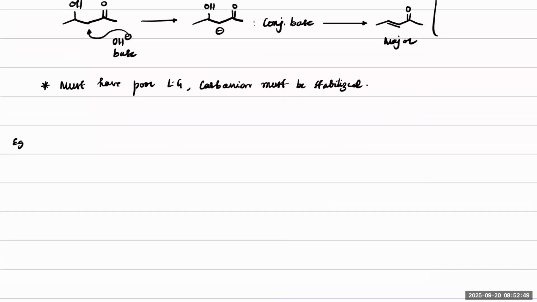Next example, in case you have two chlorines here like this. If I use zinc and heat, you'll get a double bond here. But in case I use NaI in acetone, if you use NaI acetone also, you'll get a double bond here.